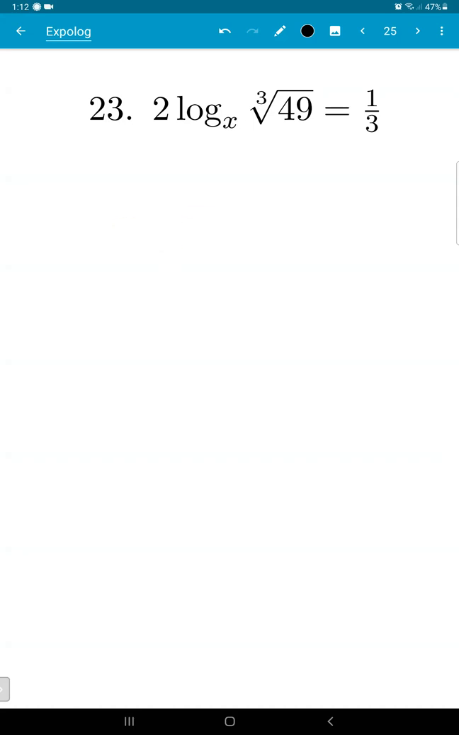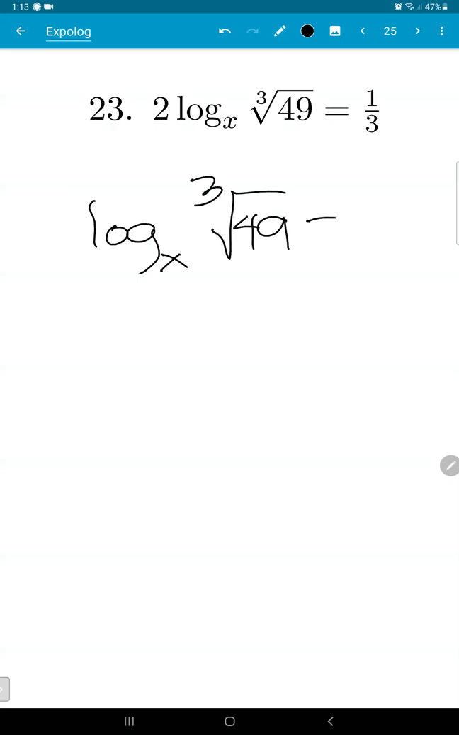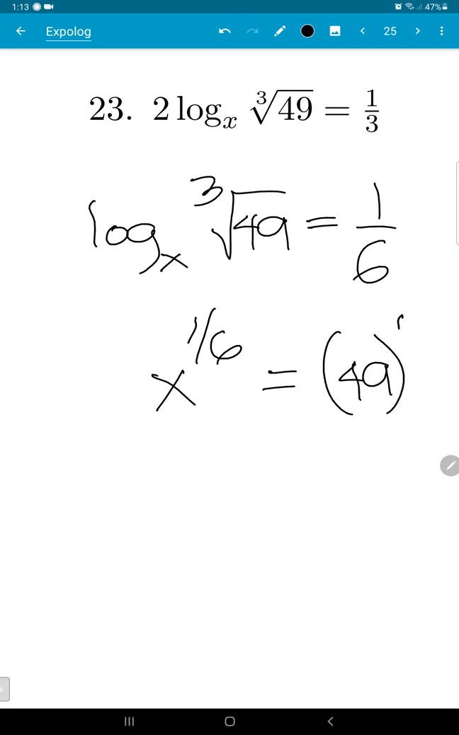Anyway, without having to use a property of logarithms, we can divide everything by 2 first to get this equivalent equation. Dividing by 2, we get 1 over 6. And then we do the usual thing, convert to exponential form. So x to the 1 over 6 of this, then equal to cube root of 49, or just 49 to the 1/3.